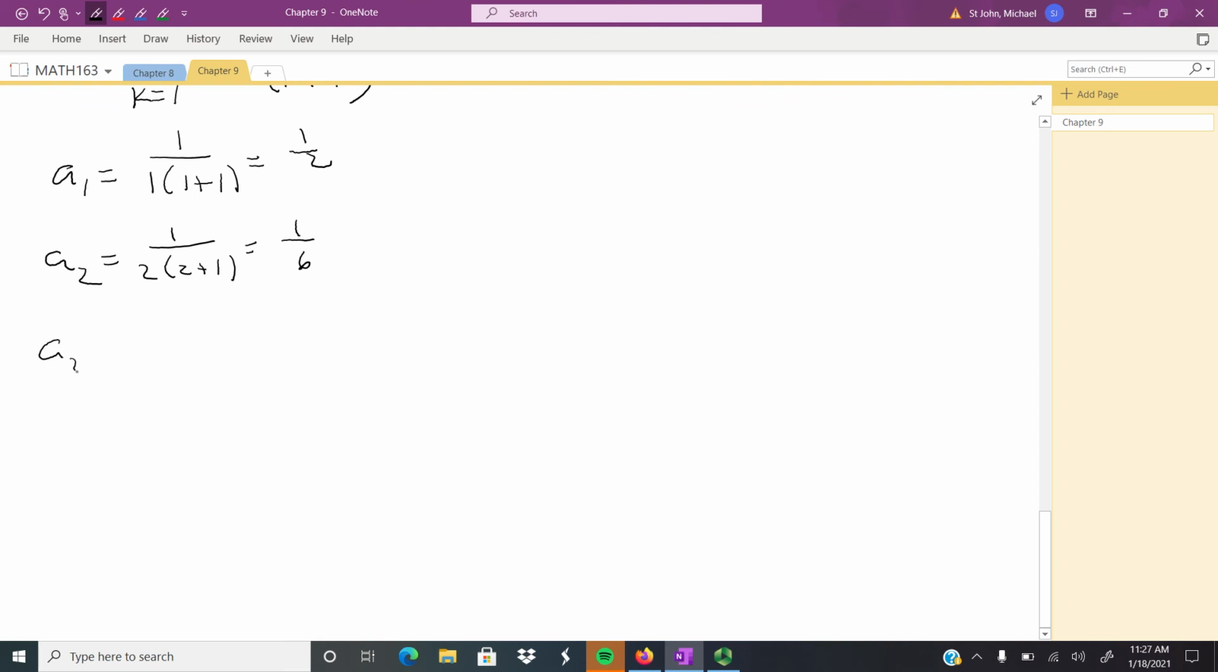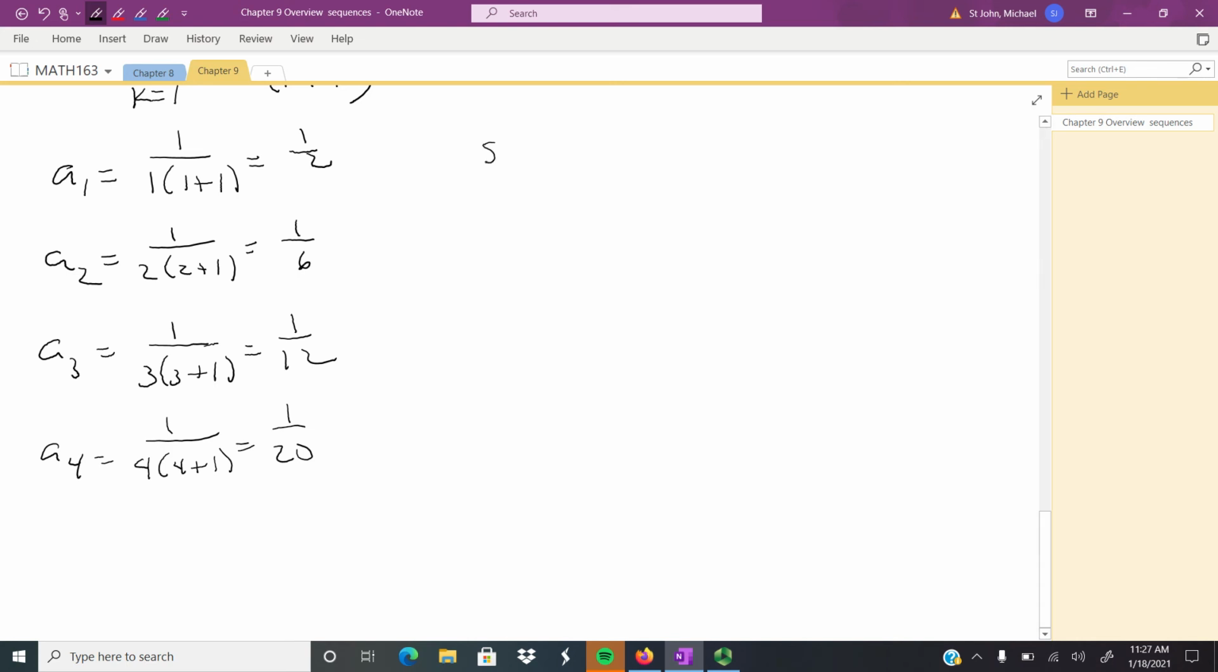A sub 3 is 1 over 3 times 3 plus 1, and that'll give me 1/12. And then A sub 4 is 1 over 4 times 4 plus 1, and that'll give me 1 over 20. Right? So we got our terms. Now let's look and see what's going on with our sums. So S sub 1 is equal to 1 half.